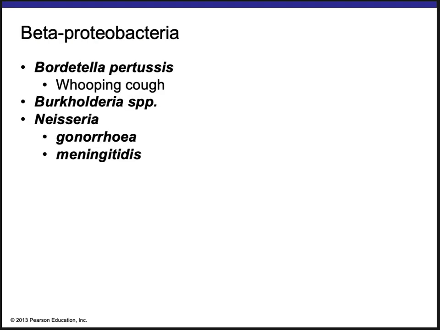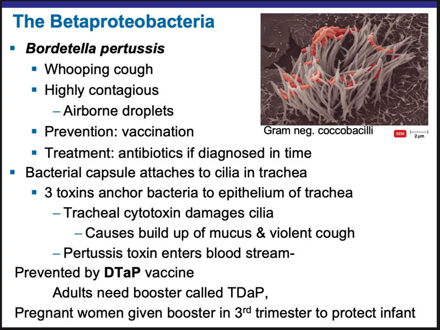So last time we looked at the alpha Proteobacteria. Now we're going to look at the rest of the Proteobacteria, starting with beta. So beta Proteobacteria, the ones I've selected to talk about are Bordetella pertussis, Burkholderia, and Neisseria. And Bordetella pertussis is the causative agent, the bacteria that causes whooping cough.